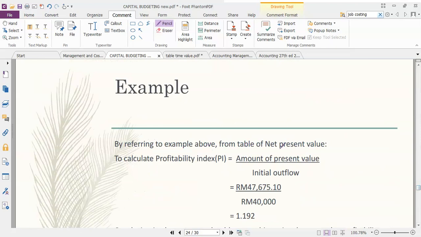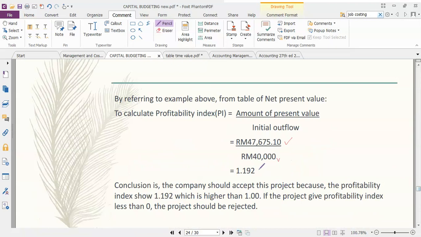Contoh yang sama, from the table of net present value yang atas tadi yang kita calculate net present value, how to calculate the profitability index is equal to amount of present value, that is 47,675, divide with the initial outflow, that is 40,000. So you will get 1.192. So 1.192 is higher than 1 or not, class? Tinggi ke tak? Yes, very good.